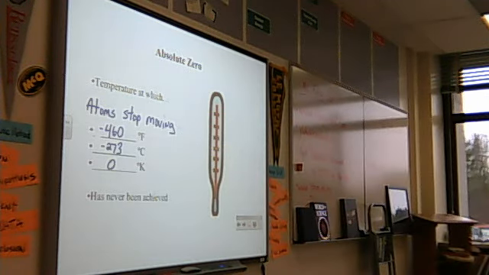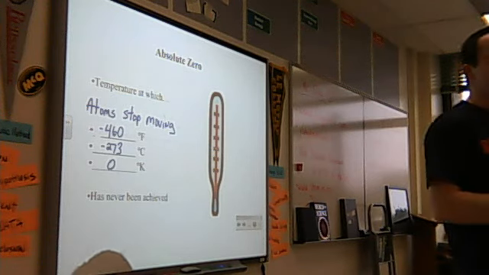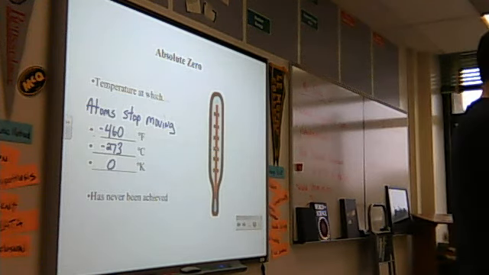Now here's the cool part. Scientists can't get there. They can't. They've computed what it should be, and they can't get there. They can get within hundredths of a degree of this temperature, but they can't get to it. They can almost get the particles to stop, but there's always a little bit of motion. And this is a relatively new area of science. And they found something really freaky when you start to chill things this much.